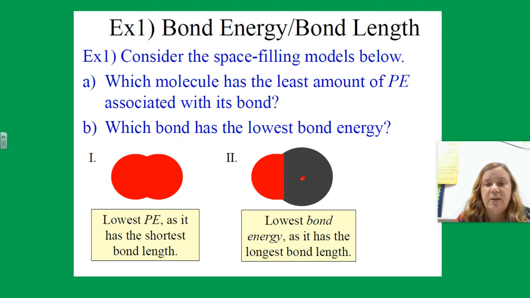So we're taking the middle of here to here. We're looking at the bond length, and I'm writing in red totally. So we're going here to here. So which bond has the lowest? Which bond has the longest bond length?